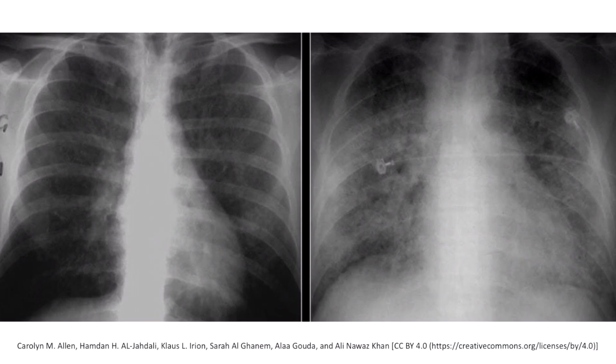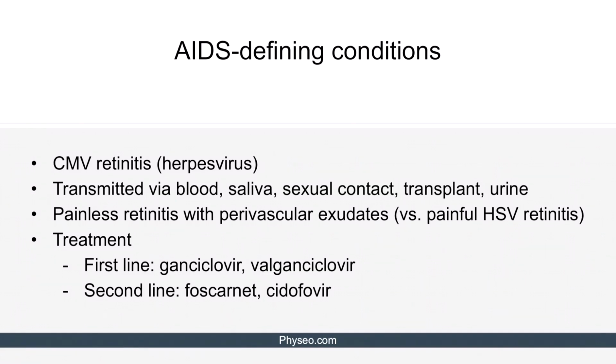Here we see a normal chest X-ray on the left, and on the right, we see ground glass opacities, which is consistent with pneumocystis pneumonia. Now we will move on to discussion of CMV retinitis. Cytomegalovirus, CMV, is a herpes virus transmitted via blood, saliva, sexual contact, transplants, or urine.